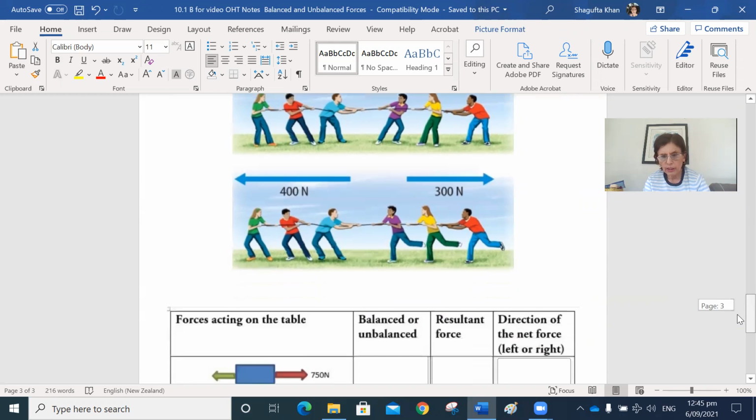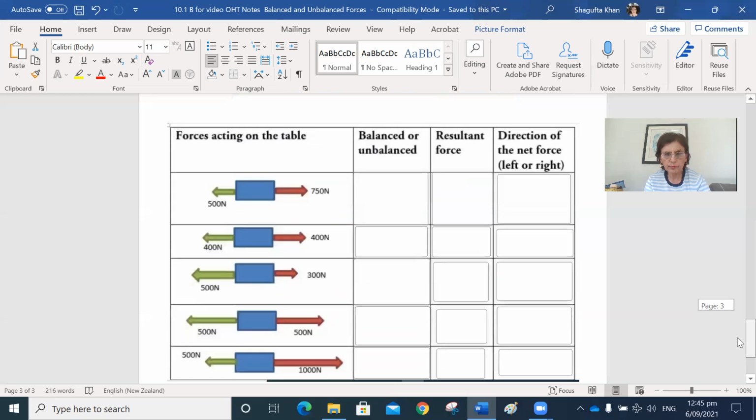Now let's look at this table. On this object, there's a 750 Newton force to the right and a 500 Newton force to the left. So obviously forces are unbalanced. What is the resultant force? There are different words that I use: net force, resultant force, or total force. So the total force will be 750 minus 500, which is 250 Newton, to the right. And this box will be accelerating to the right.